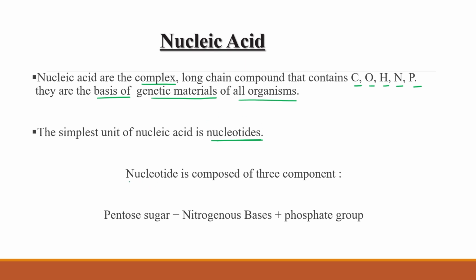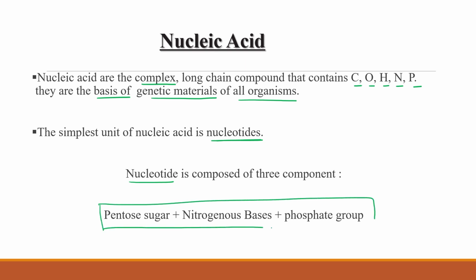And this nucleotide is made up of 3 different things: a kind of sugar that may be ribose or deoxyribose, a base, this base is a nitrogenous base, and a phosphate group, right? So sugar plus base plus phosphate group. Okay, so these 3 are the components of a nucleotide.